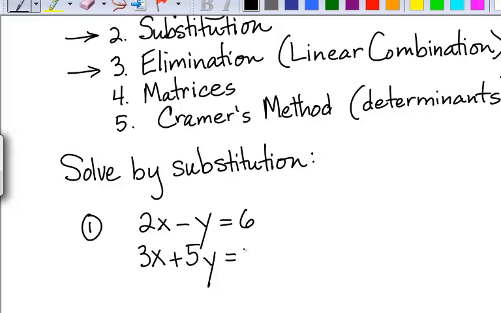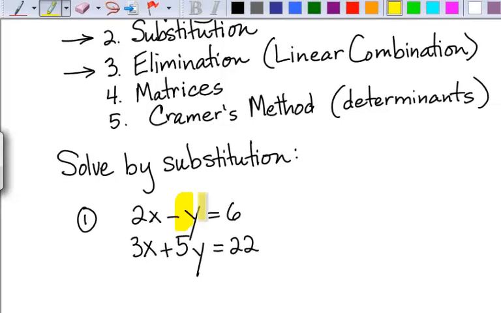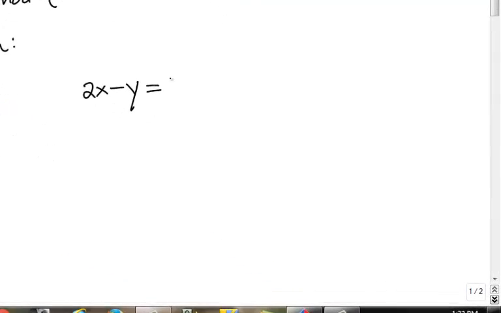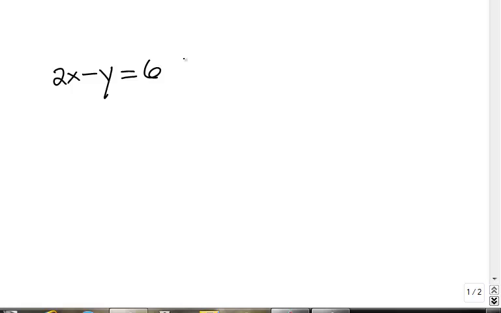Let's say I give you the problem 2x minus y equals 6 and 3x plus 5y equals 22. What I would do is look for the coefficients that are 1. Then you can solve for that variable. So I'm going to take the equation 2x minus y equals 6 and solve for y. Get y by itself, and you want a positive y. So I could bring the 6 over, subtract 6, and add y.